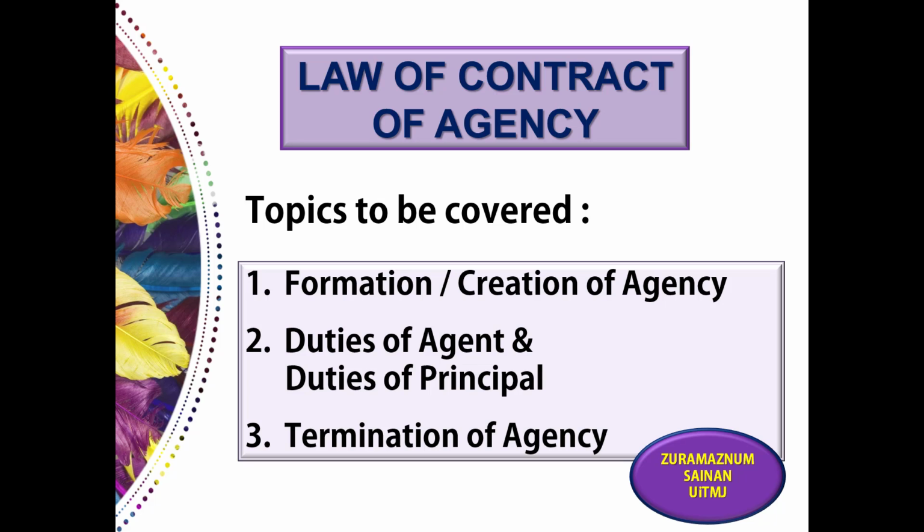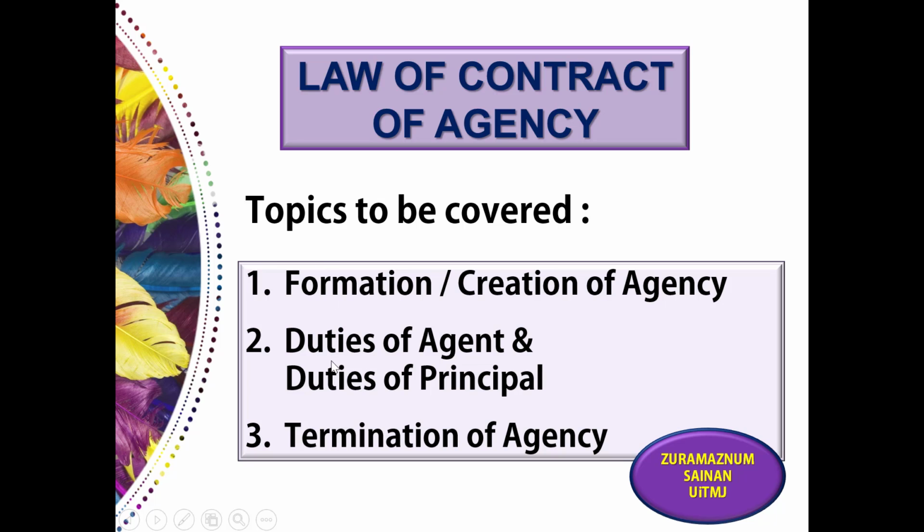Okay, for this law of contract of agency, you are going to cover three main topics. One is formation or creation of agency. Under this topic, you're going to learn about how the agency relationship is created, is formed between the agent and the principal, so that whatever contract made by the agent is binding upon the principal. So you have to find out whether the agent is a valid agent or not. And if the agent is valid, in that case, the principal is bound to the contract with the third party. So that is the first topic.